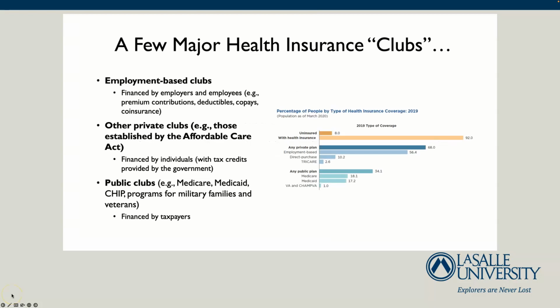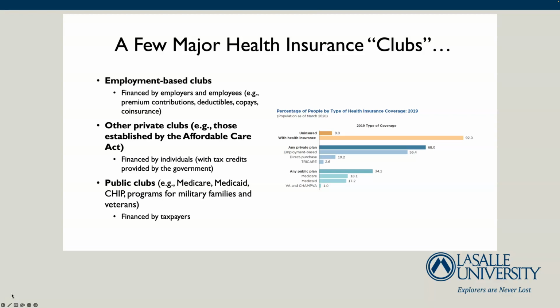In the U.S., we have a few major health insurance clubs. We have employment-based clubs, and those clubs are financed by employers and employees through premium contributions and also cost-sharing requirements like deductibles, co-pays, and co-insurance, which are paid by the employee out of pocket. We also have other private clubs, including those established by the Affordable Care Act.